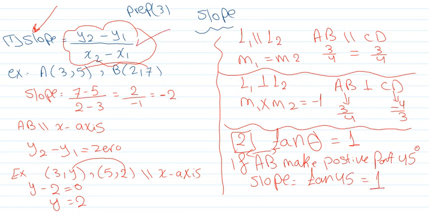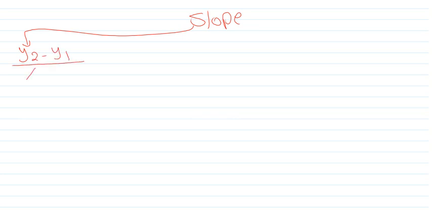But the first way to find the slope is y2 minus y1 over x2 minus x1. And the second way to find the slope is tan theta. Okay, now let's recap. The first way, y2 minus y1 over x2 minus x1. The second way, tan theta. Now we need to find the third way.